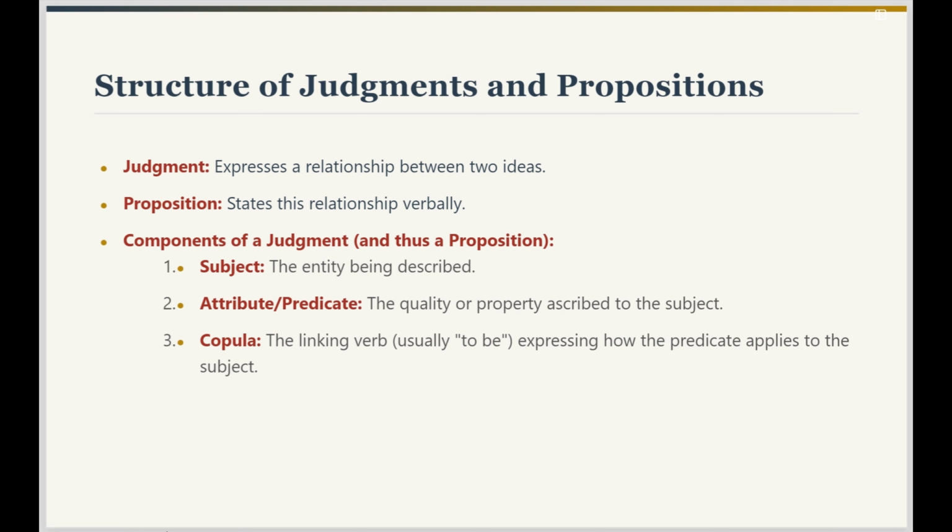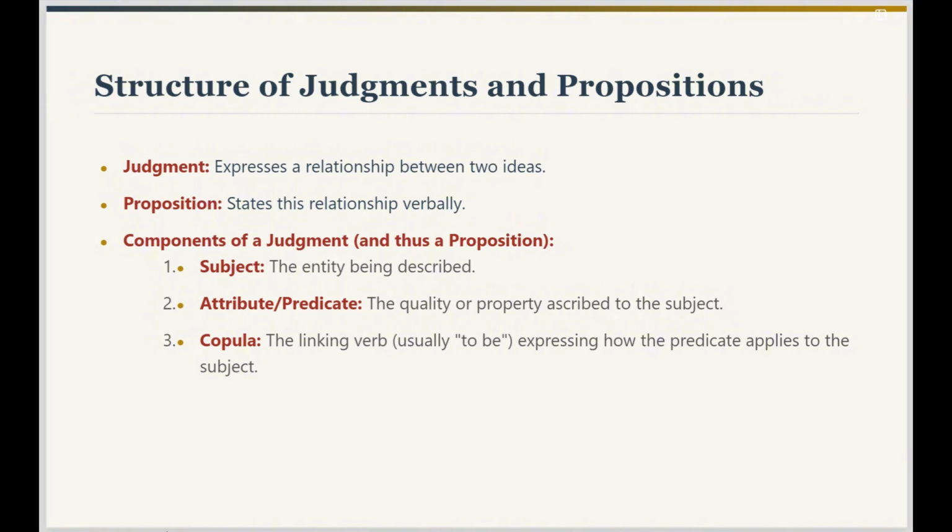Okay, moving up the chain. How do we form a judgment? By relating two ideas, like connecting Socrates and mortal with the concept of belonging. And how do we state this relationship out loud? With a proposition. Think of it as the verbal expression of that mental connection. Every judgment, and thus every proposition, boils down to 3 core components.